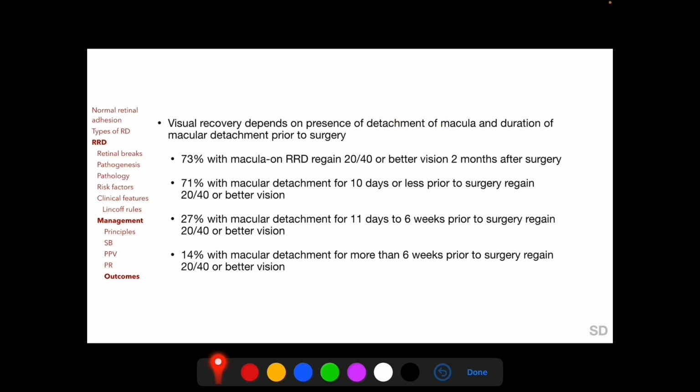Visual recovery following surgery for RRD depends on presence of detachment of macula prior to surgery and duration of macular detachment prior to surgery, and this is very important to remember. It has been found that 73% of eyes with macula on or macula attached RRD regain 20/40 or better vision, while only 14% of eyes with macular detachment for more than 6 weeks prior to surgery regain 20/40 or better vision.